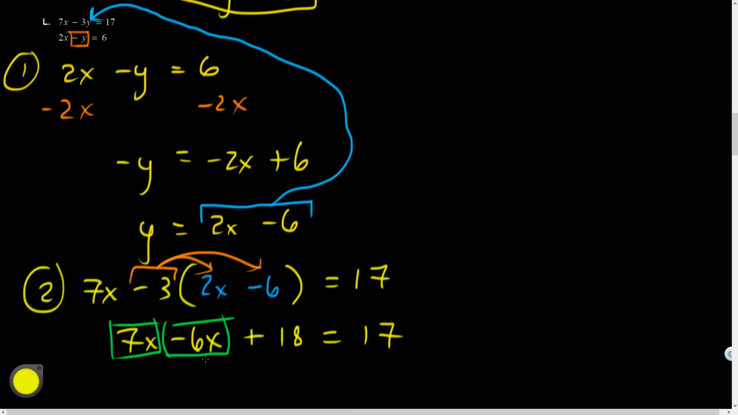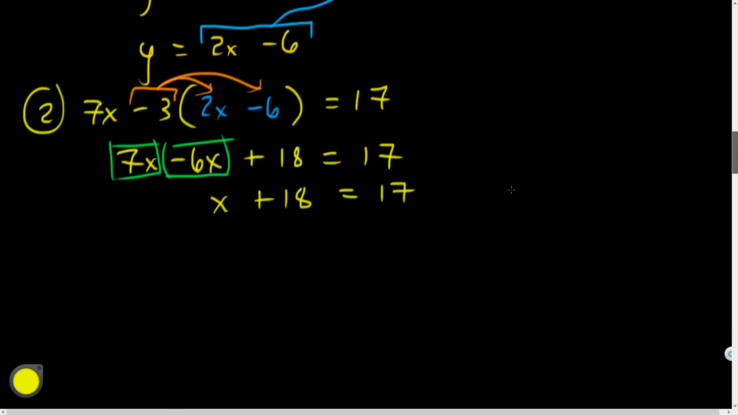7x minus 6x is 1x. He said subtract 18 from both sides, and we get x equals negative 1. Are we done with the problem?